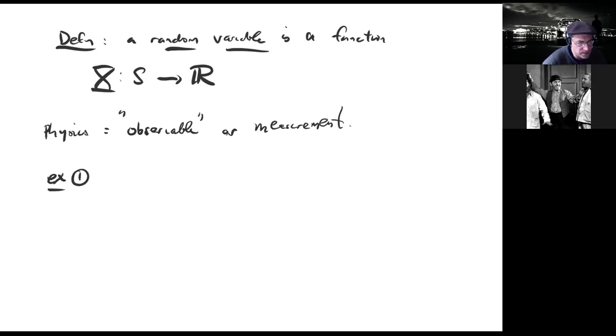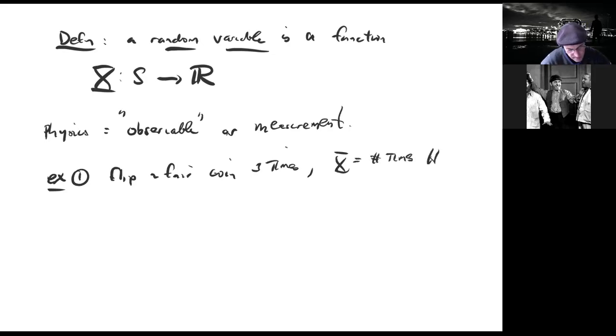Okay, so example 1, let's flip a fair coin 3 times, and let's record the sequences. And so what is the sample space? Oh, and I want X to be the number of times heads appears. So the sample space here has 8 elements.